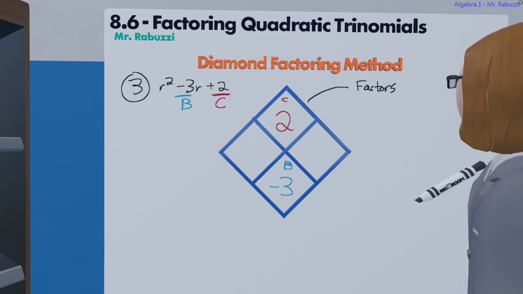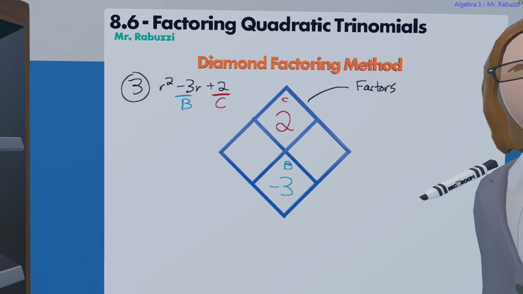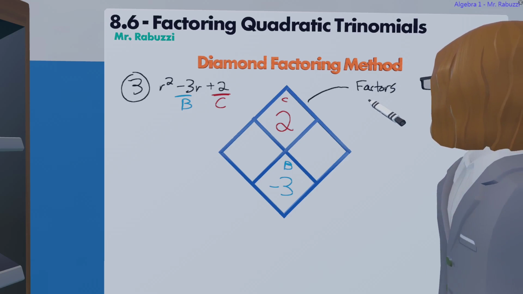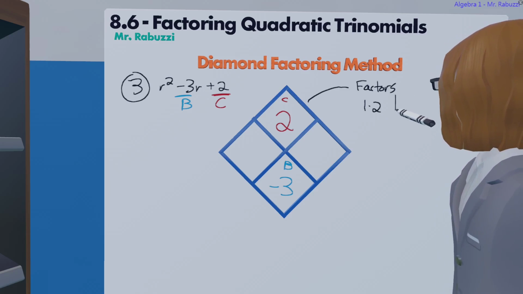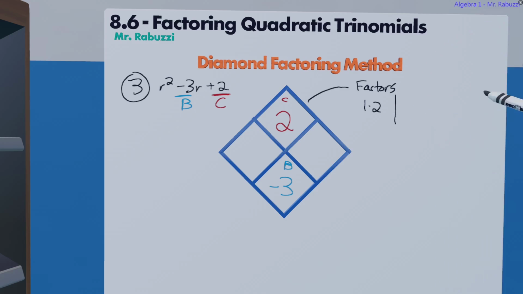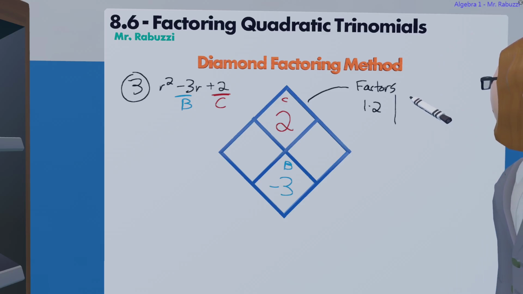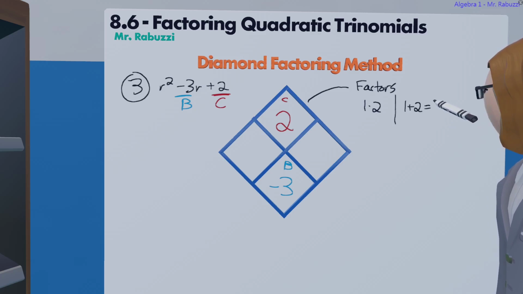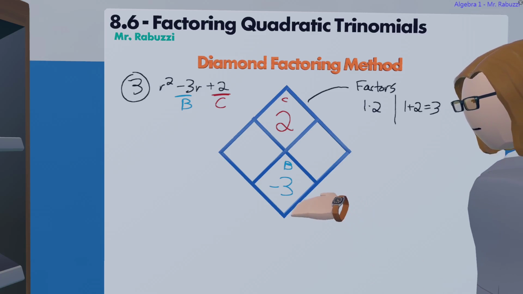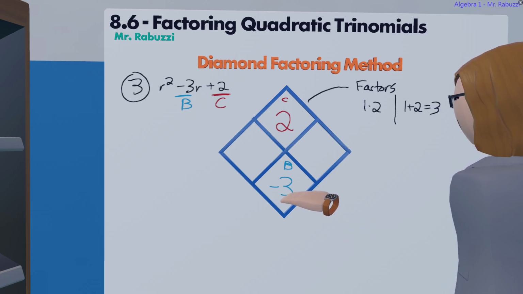So now we need some factors. What times what is 2? Well, 1 times 2. All right. Now we try to see if they add up, right? 1 plus 2 equals 3. Is that right? But we need -3.